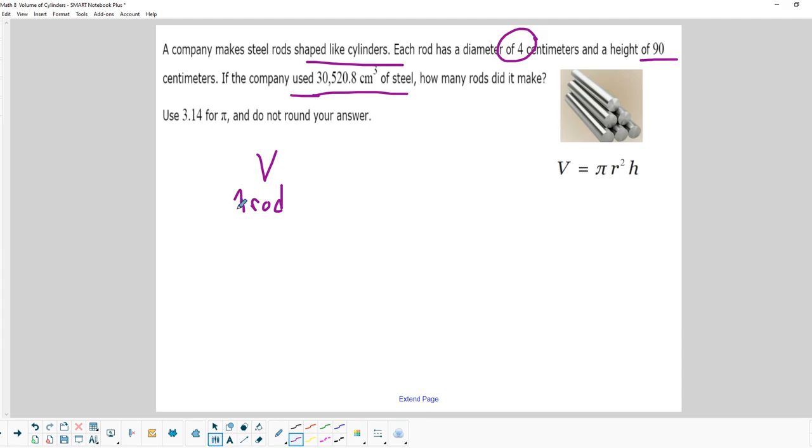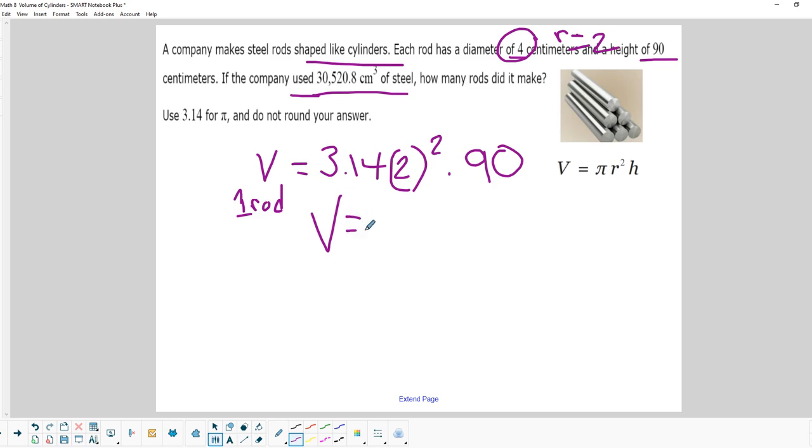So we're going to find the volume of one rod. So that's going to be 3.14 times the radius squared. Now look, they said the diameter is 4, so that means the radius is 2. So 3.14 times 2 squared times 90. Okay, let's get that value so far. This is for one rod.